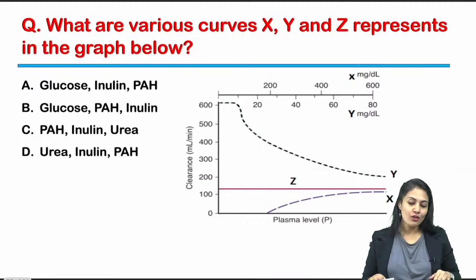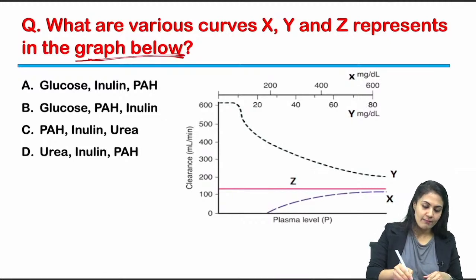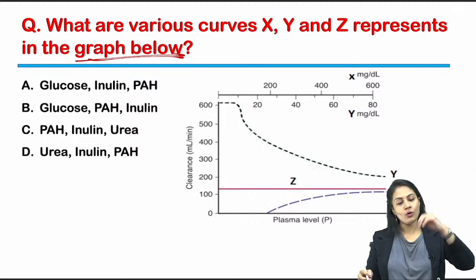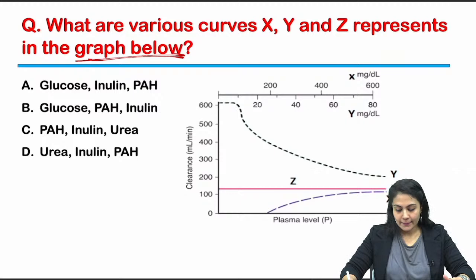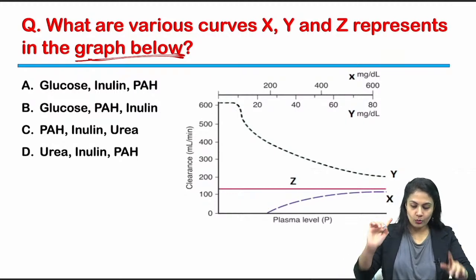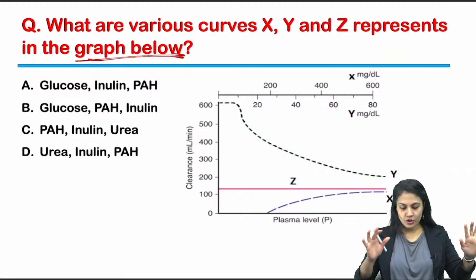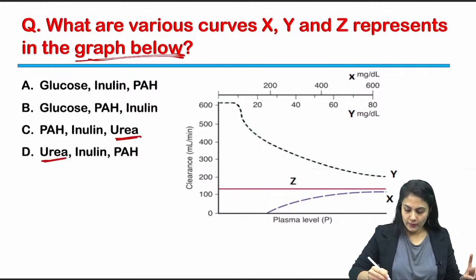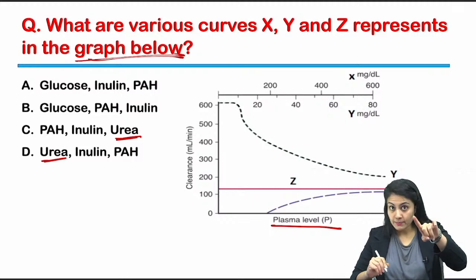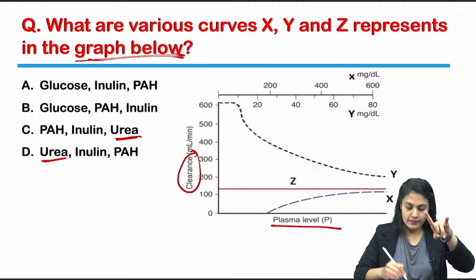Fine. Let's move on to the next thing, that is the graph. What is the graph below showing? Alright guys, let's quickly finish this up. Now understand how to identify. There are three options which are running. First thing, urea. Okay. Now, over here, what is given on the x-axis? Plasma levels. Okay. And the clearance.